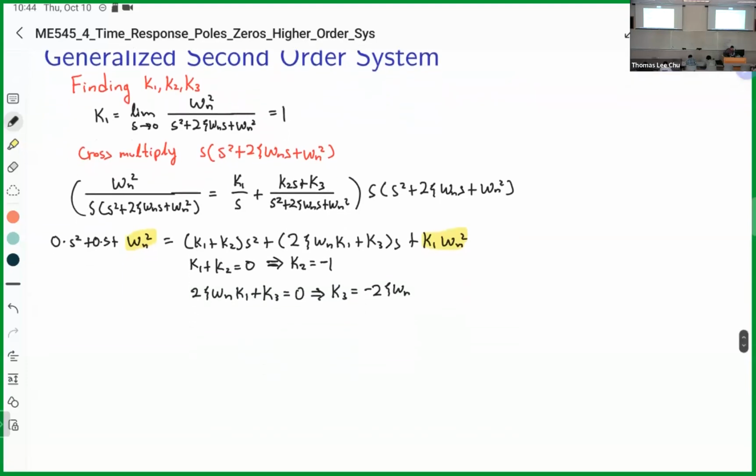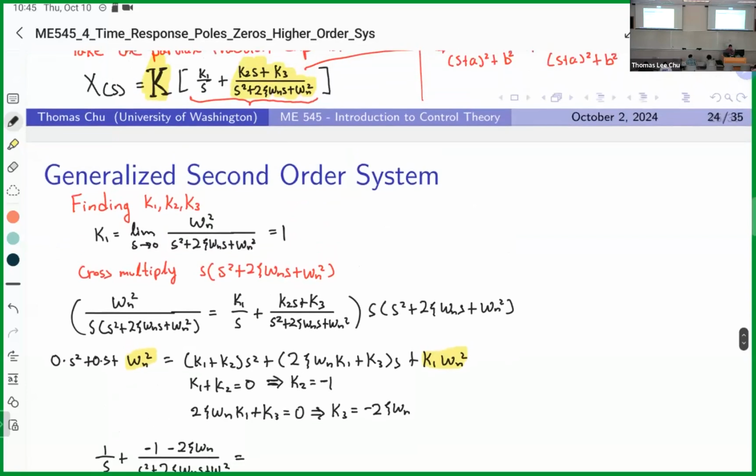All right, so then we can plug this back into the partial fraction expansion. K1 over s is 1 over s, plus K2, which is minus 1, s minus 2 zeta omega n divided by s squared plus 2 zeta omega n s plus omega n squared. And the inverse Laplace transform of 1 over s is just 1. Now we just need to split the second one right here into the above form.